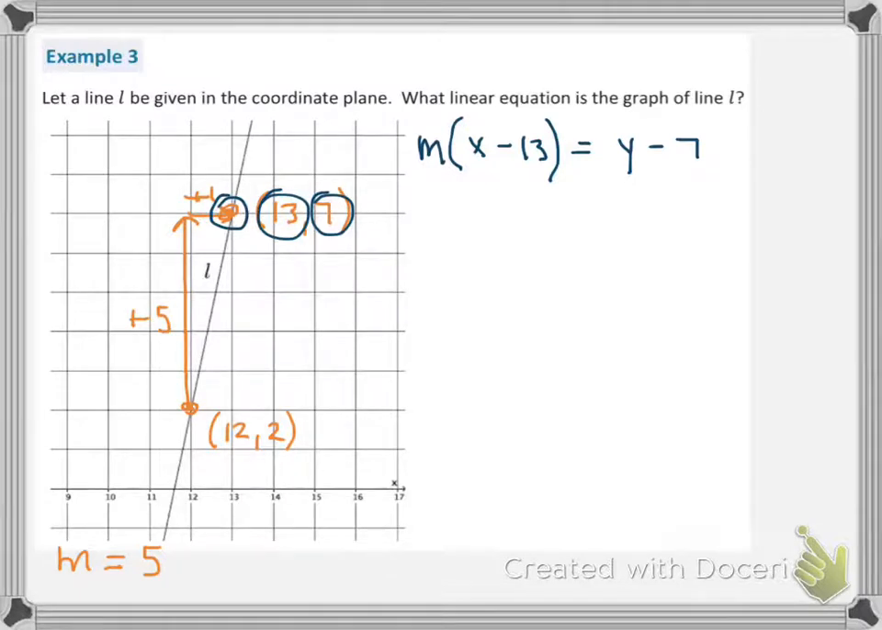Oh, I didn't replace my slope, so let's do that. Slope is 5. 5 times the quantity x minus 13 is equal to y minus 7 is the equation for this line.